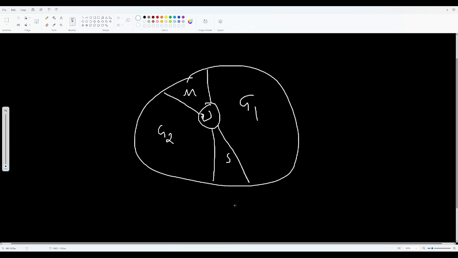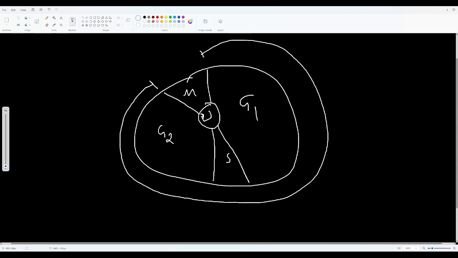So S stands for synthesis, of course. So what are we synthesizing? DNA. And M phase is, of course, mitosis. So yeah, real simple. This is your cell cycle. And one more thing. If we kind of cut off here, just like that, right?